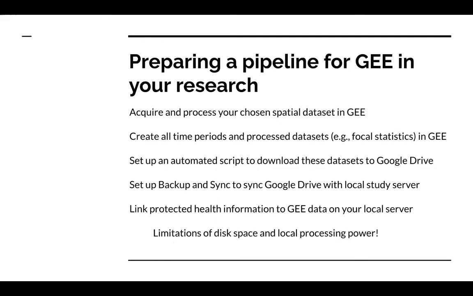So what we do is we actually acquire and process our chosen spatial data sets in Google Earth Engine. So let's say it's Landsat data. We will pick the extent that we want for our Landsat data. We'll process it in Google Earth Engine. So we'll think about all the time periods we want, all the locations we want, and then the different types of processes we want. So for instance, focal statistics. Let's say we had 30-meter Landsat data, but we wanted different buffer sizes, 90 meters, 150 meters, et cetera. We can actually do that processing in Google Earth Engine much faster than we can do on our desktop computers or on our server. So that's an amazing resource.